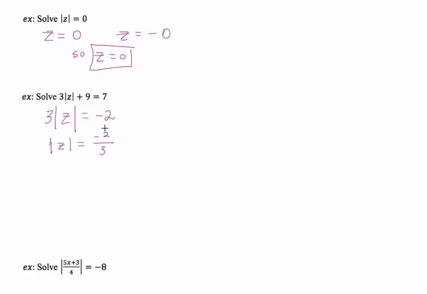Now this is odd because we got that the absolute value of something is equal to a negative number. Now remember, absolute value is distance from 0. No distance will ever be negative. The other way to think of absolute value is that you make what's in the absolute value positive. So the absolute value of negative 7, you just make it positive, so it's positive 7. So no absolute value will ever equal a negative number. So this has no solution.